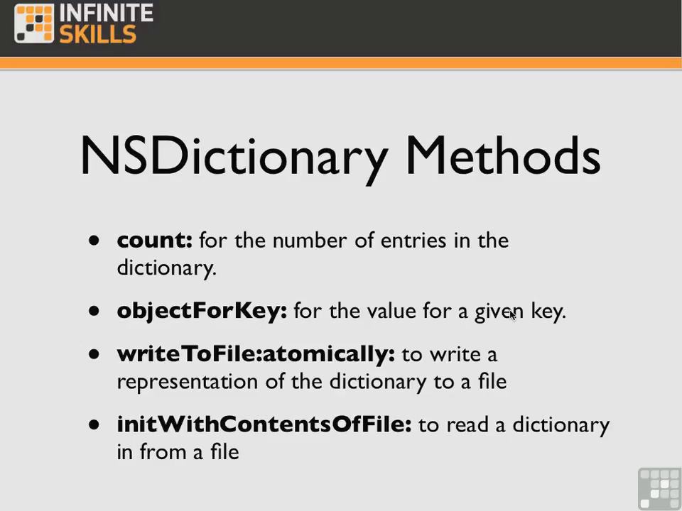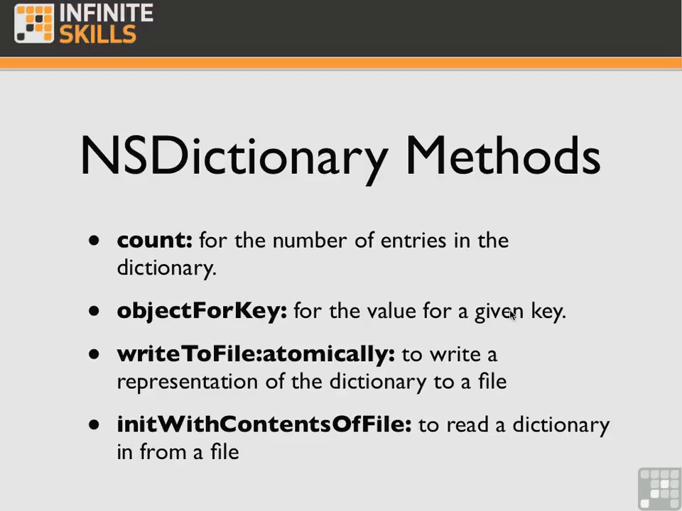Although you can use any kind of object as a key in an NSDictionary, keys associated with property list objects in a dictionary have to be strings. You can also have any kind of object for a value, but again, if you're using them in a property list, they all have to be property list objects as well. NSDictionary has a couple of basic methods that you'll probably end up using regularly. One is count, and this method gives you the number of entries in the dictionary. Another is objectForKey, and this method gives you the value for a given key.